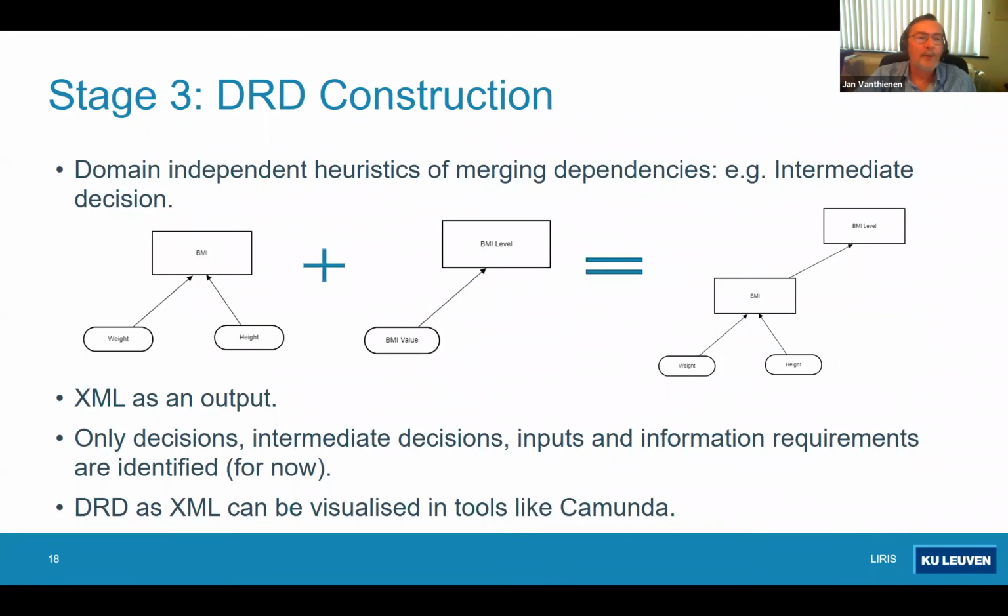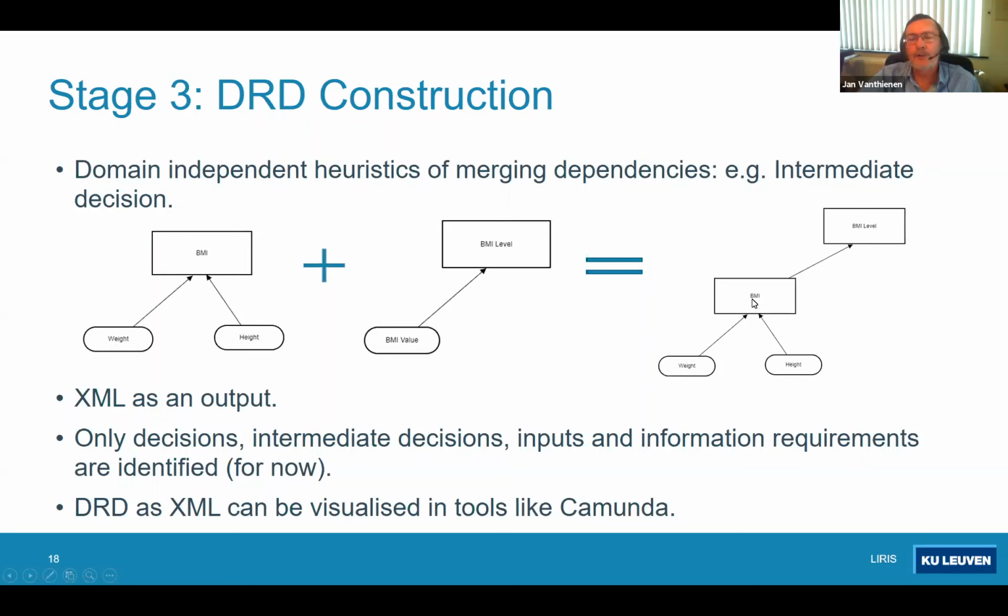Now we try to put the dependencies together using domain-independent heuristics. If a decision uses a data item, the decision has a result, BMI, and another decision uses this BMI, the concept is the same. If B uses A and C uses B, then the three are related. Decision C uses decision B uses data item A. Now we almost have our DRD. If you combine all the dependencies, decisions depend on data items, decisions depend on other decisions.